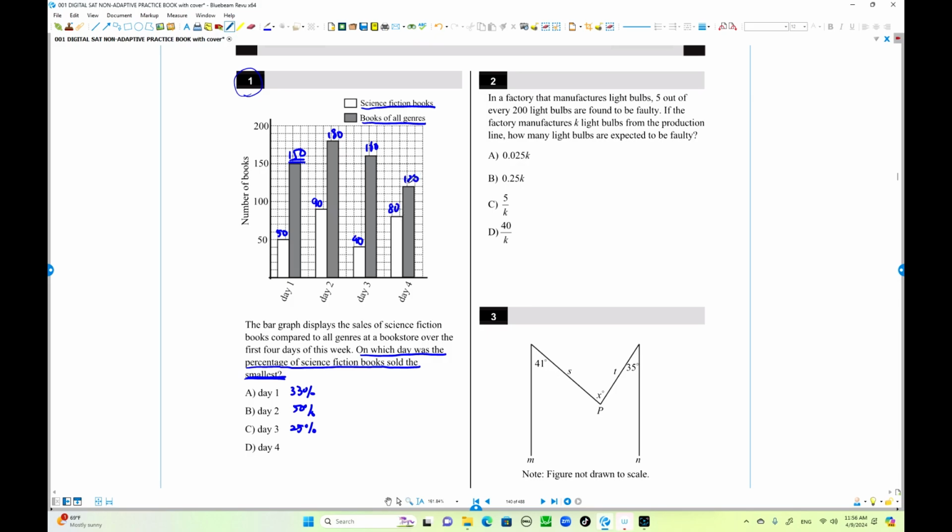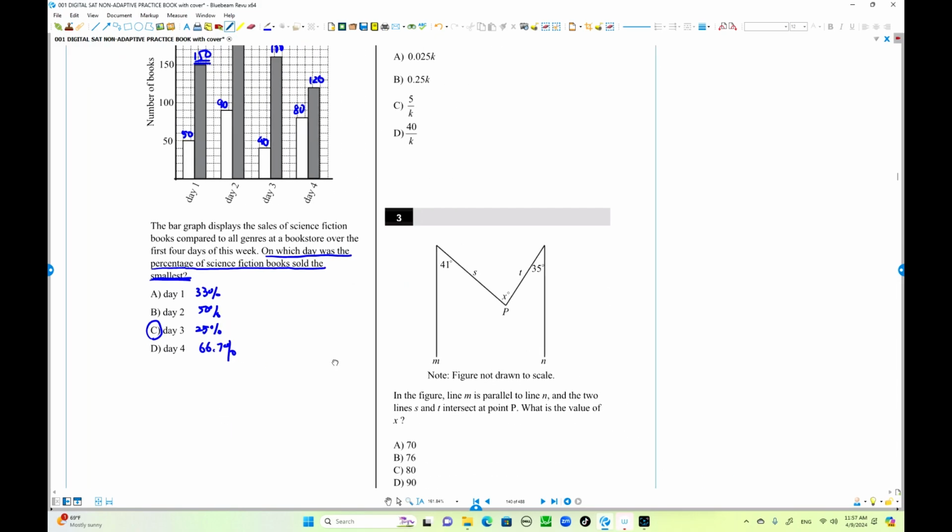Okay, day 4, that is 80 and this is 120. The graph is very close, that is the highest percent. So 80 over 120, how much? 2/3, right? 2/3 is around 66.7%. Very high numbers. So which one is the smallest number? Day 3 is the answer. Okay, move on to number 3.